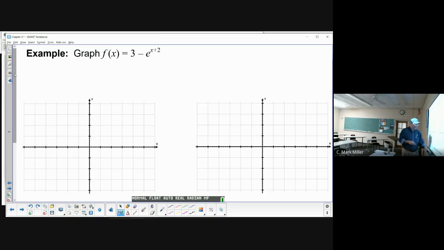How do you always start? A plan. What's the first step in your plan? Start with a function whose graph you know, which is usually from the library of functions. So we're going to start with y equals e to the x. The library of functions. All right.